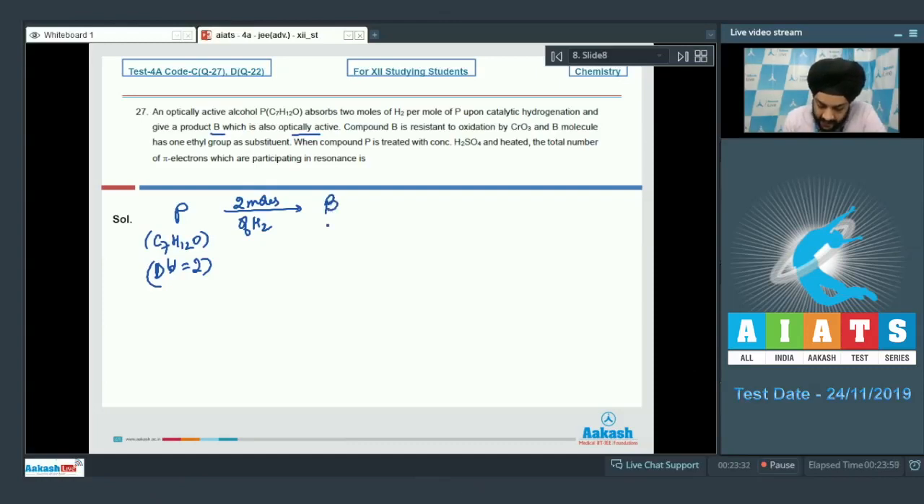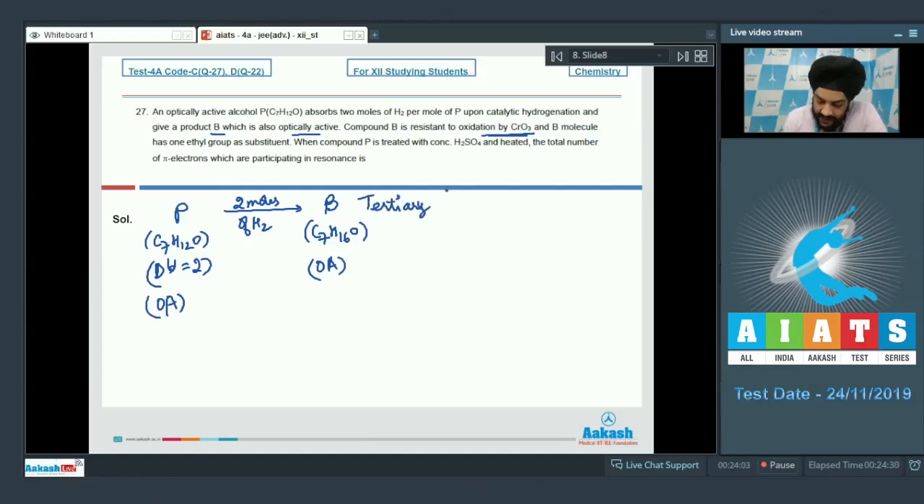So we have B, which has to be C7H16O. It is given to us that both P as well as B are optically active. It is mentioned that the compound B is resistant to oxidation by CrO3. So if the compound B is resistant to oxidation by CrO3, it means that it has to be a tertiary alcohol.